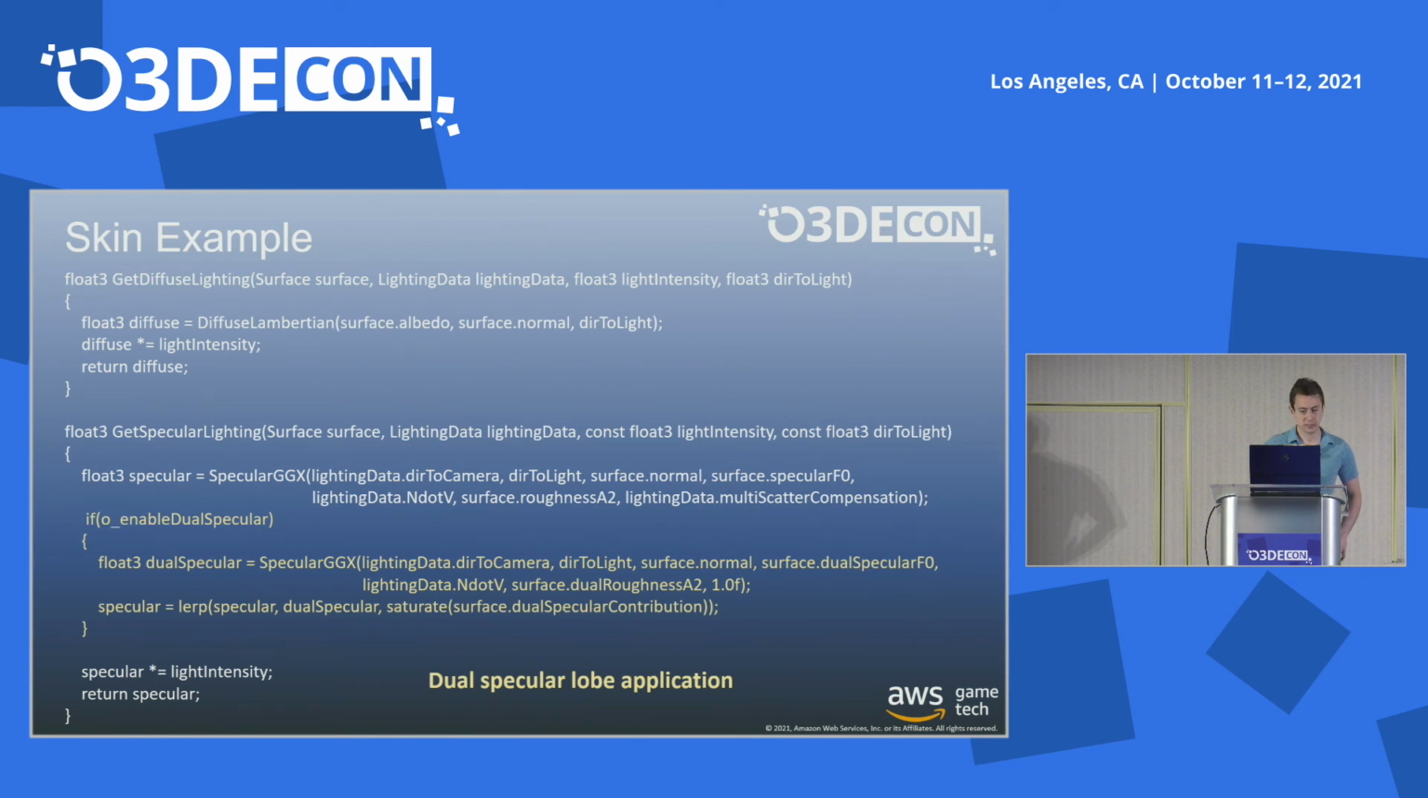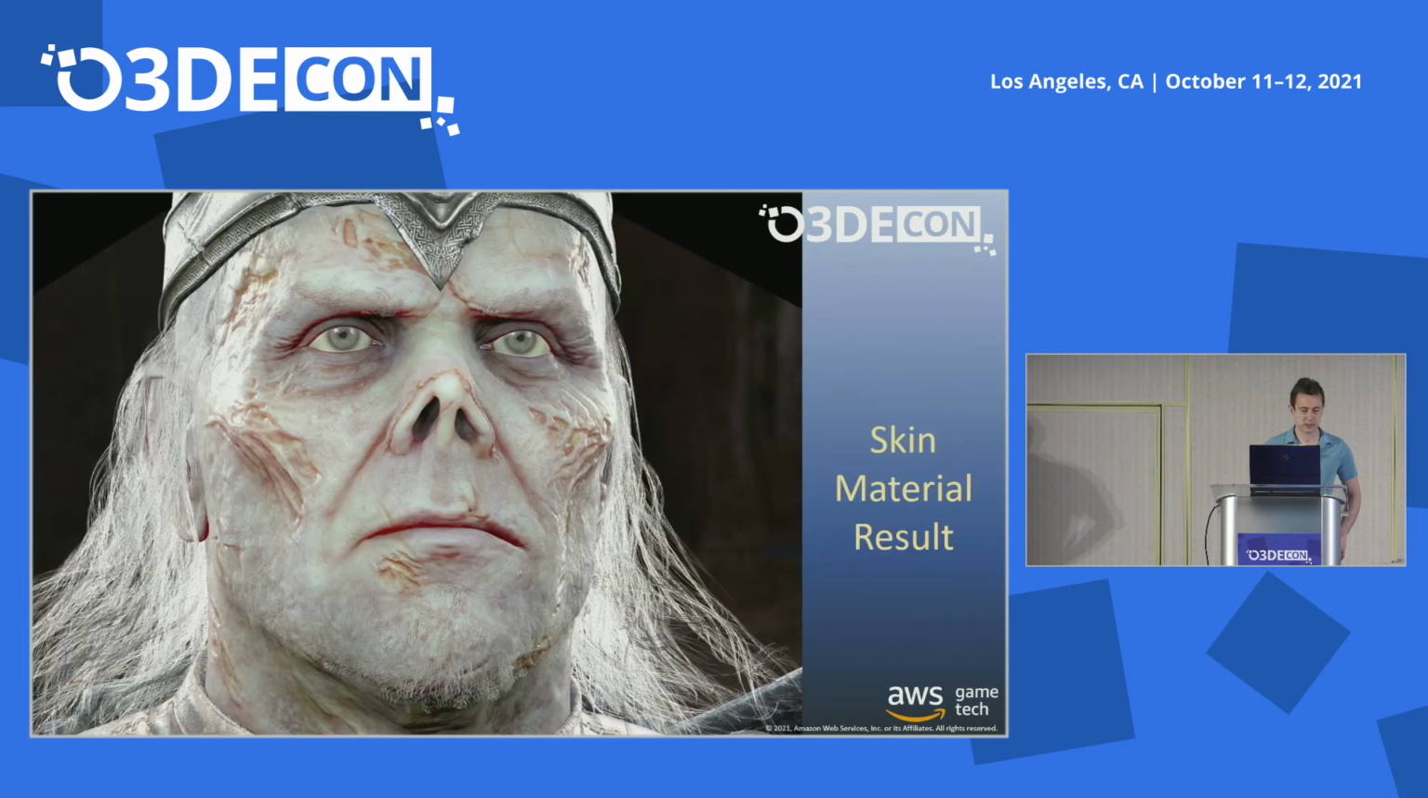And then here, again, in our specialized skin lighting code, it's fairly similar to the previous one, except that now we add a second specular lobe to the output of the specular. And this is one of the results we have. This is one of the game teams that we're working with. They have this undead character, and we use the dual specular lobe on his skin.